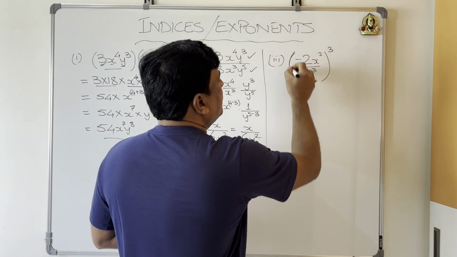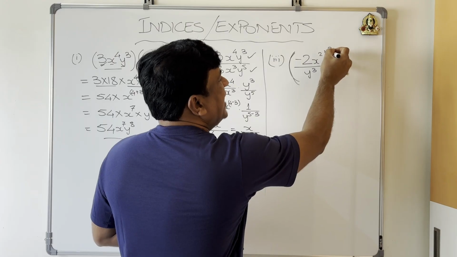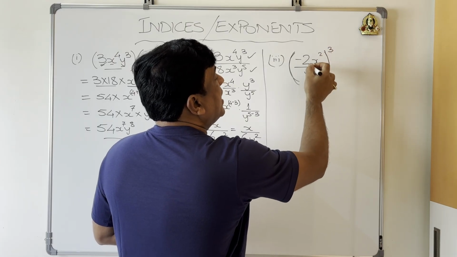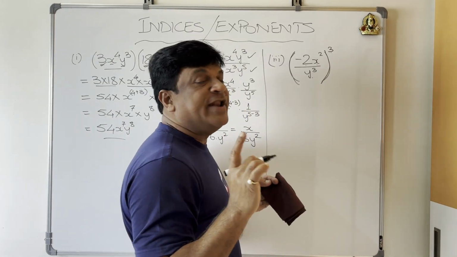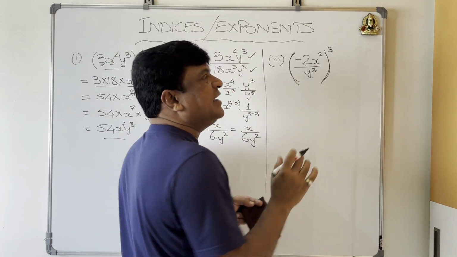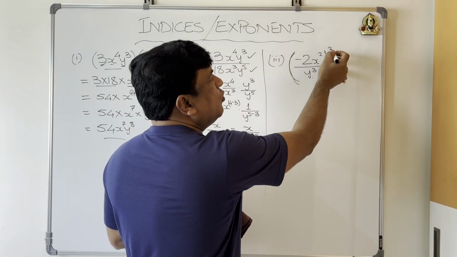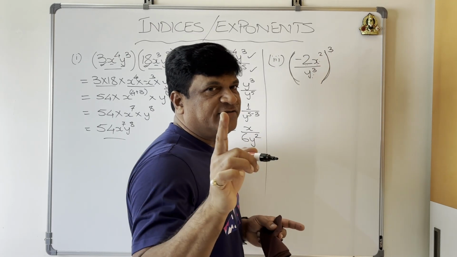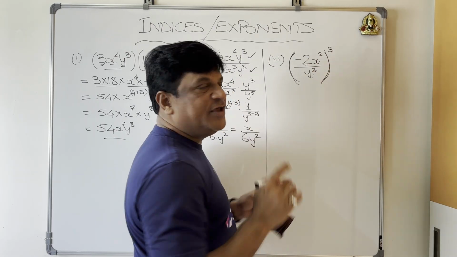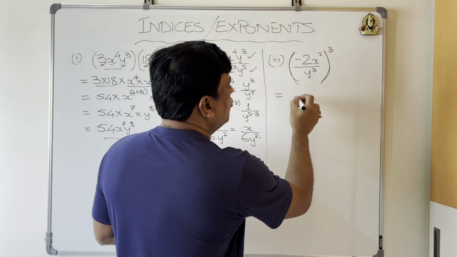Whenever you have an exponent outside a bracket, that exponent will be applied to everything in the bracket. Remember that one. Never miss out this one. Most of the kids, I see the mistake they make is that they only apply the exponent to the variables and not to the constant. You have a constant over here, you need to apply it to that as well. So simply what am I going to do? I'm going to write it like this.